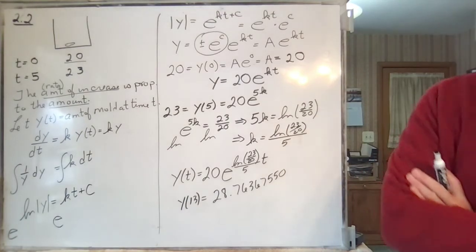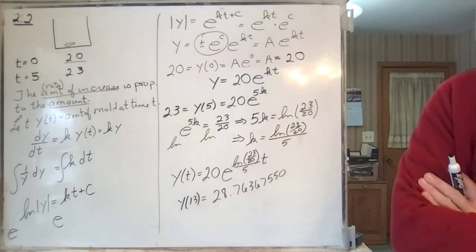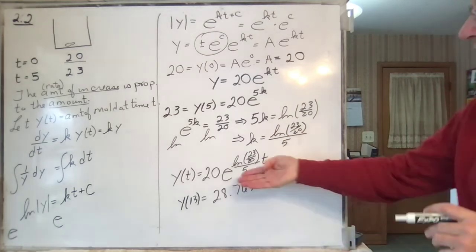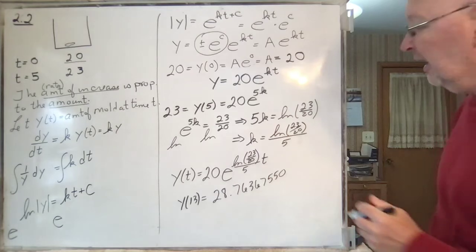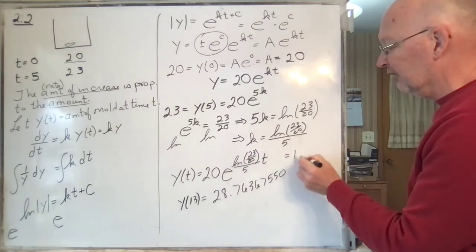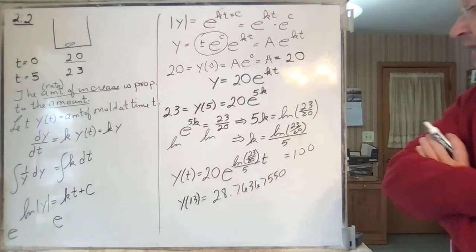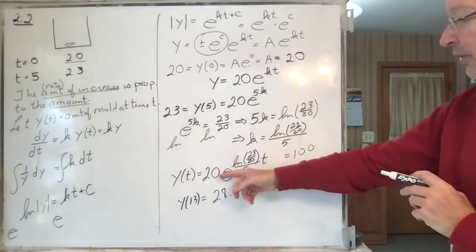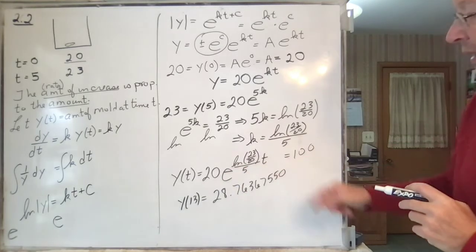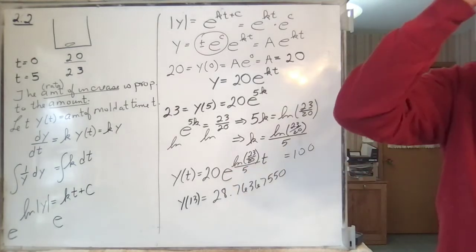On the other hand, what's the second question? When will there be 100 grams? This is the amount at any time t. When will there be 100? So you set that equal to 100, and you solve it for t. So again, you solve it for t. Let you figure that one out on your own.